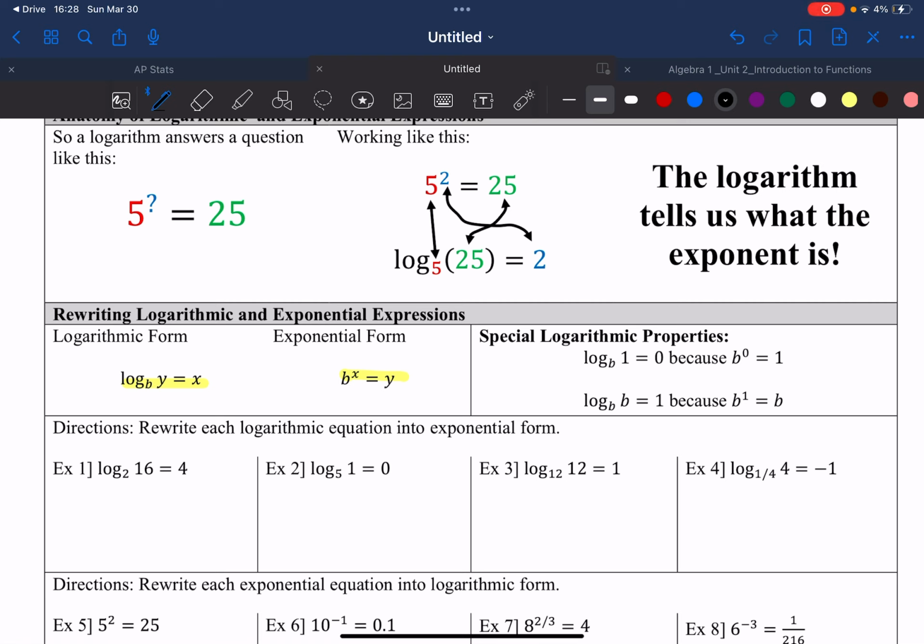Okay, it says rewrite each log equation into exponential form. So we have log base 2 of 16 is equal to 4. And remember, in order to turn it into exponential form, we have to follow this pattern. So whatever the base is, that is our first number. Okay, so I'm going to write 2. Whatever it's equal to is our exponent, so 4.